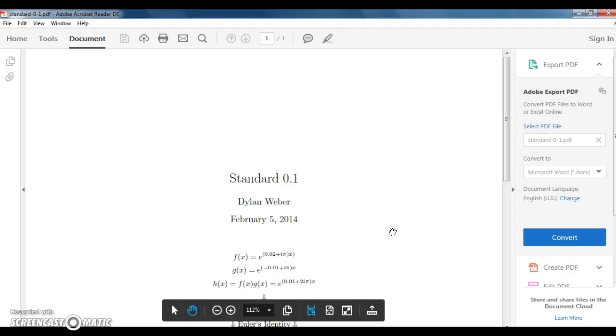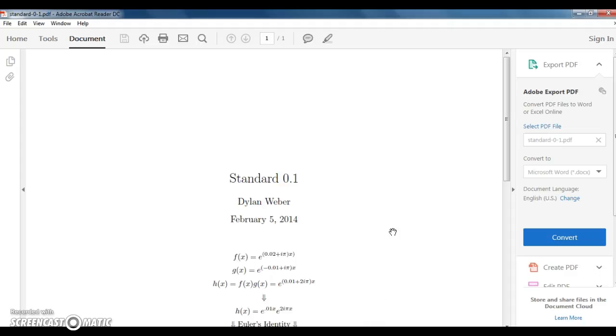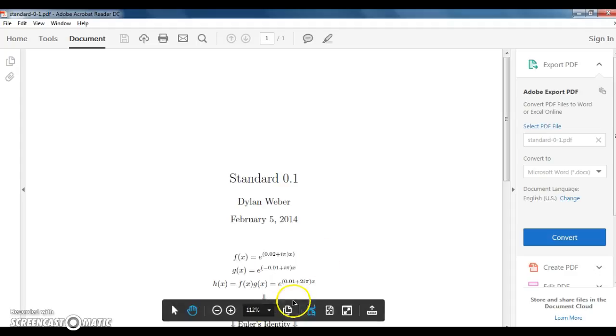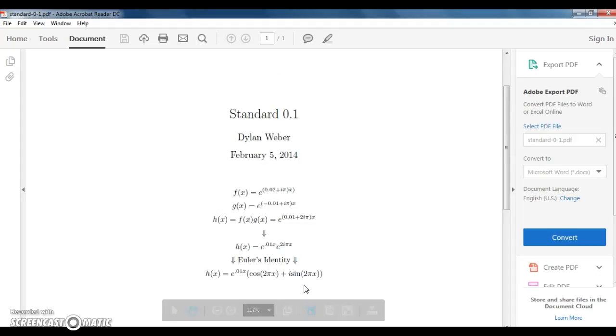So to do that, we need to use Euler's identity. We need to rewrite the function a little bit because you can only use Euler's identity on functions of the form e to the i theta, and as you can see, it's not quite in that form right now. So I've gone ahead and rewritten it right here so that we can use Euler's identity to rewrite this second part in terms of sine and cosine. And then I've gone ahead and done that right here.